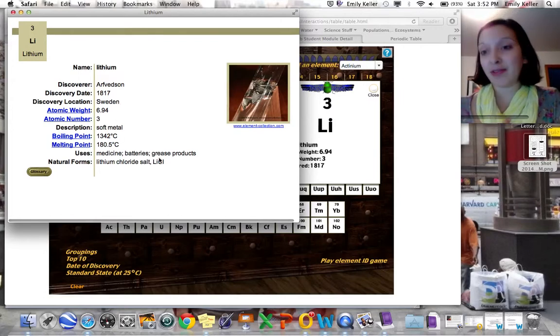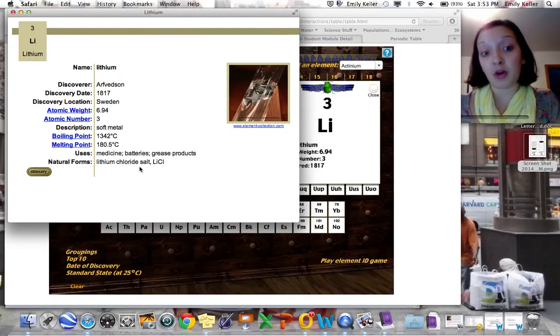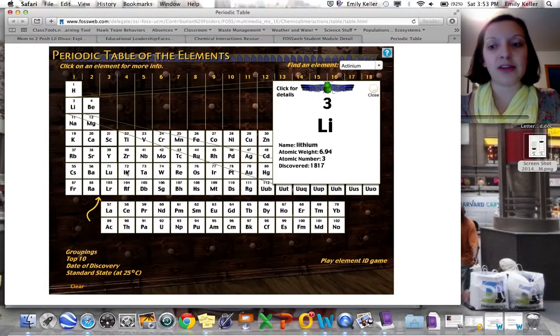But the thing that I really would like you to look at is what it's used for. So you can kind of get an idea for, oh, maybe I've heard of lithium before. Lithium is used in medicines. It's also used in batteries, if you've heard of lithium batteries. And it also looks like here it's used in grease products. Natural forms, I can find it in lithium chloride salt. So that is where you're going to look for most of your information that is required for you on your video note-taking sheet.